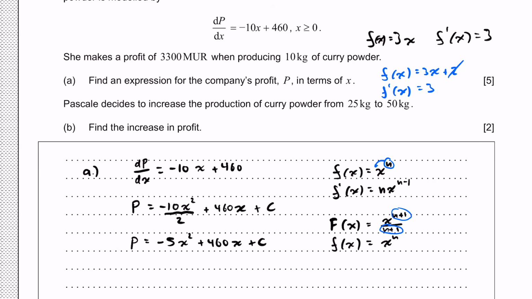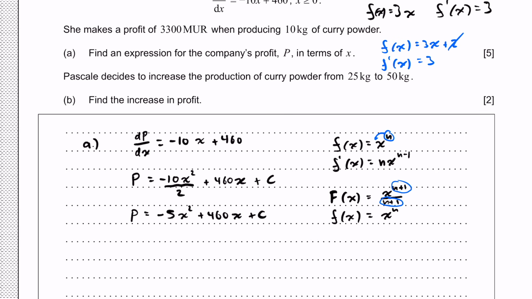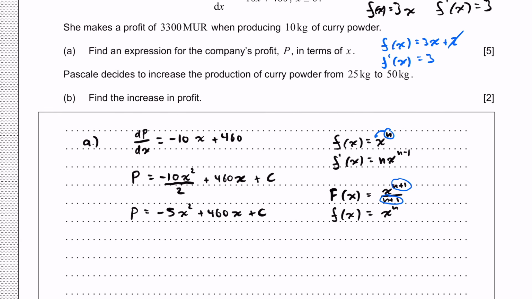Okay. Last thing for this 5-mark question, we want to find out what c is. What's the constant? In this case, we have 3 unknowns: profit, number of kilograms sold, and the constant. We know 2 out of these 3 things. We know the profit when she sells 10 kilograms. We can substitute and then solve for this missing unknown. So let's go ahead and do that. Profit is equal to 3,300 when 10 kilograms are sold. Now we've got an equation just in terms of c. Let's go ahead and solve this.